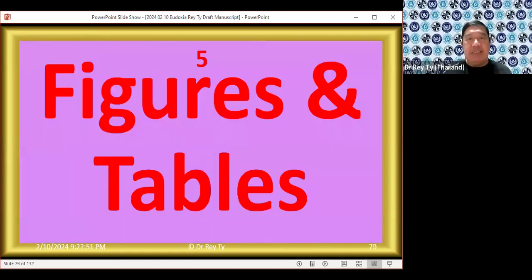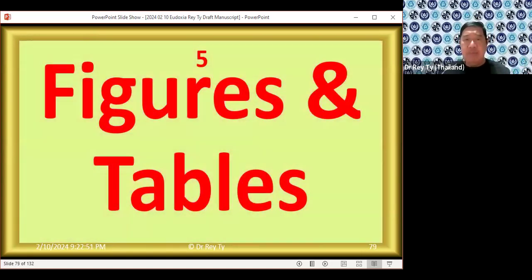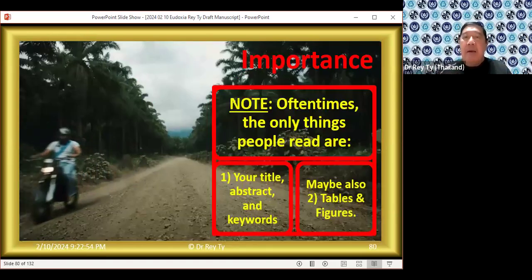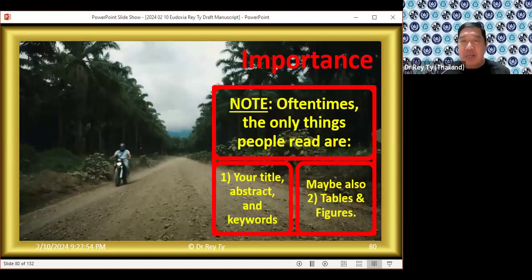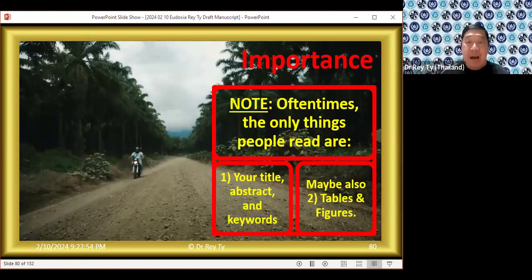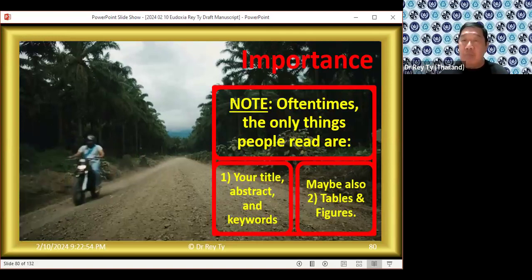Okay, let me skip this. Figures and tables. Okay, this is in red because it's very important. Note, more often than not, the only things that researchers read are your title, your abstract, and your keywords. Most of the time. Therefore, your title, abstract, and keywords must be very well thought out. And if they think that your title, abstract, and keywords match their research, they will cite you.